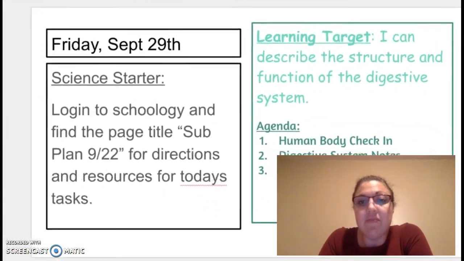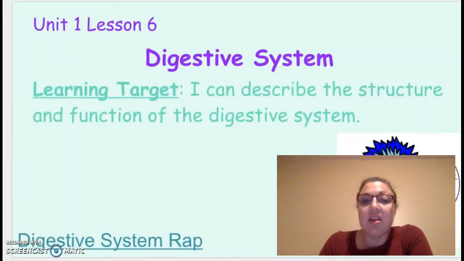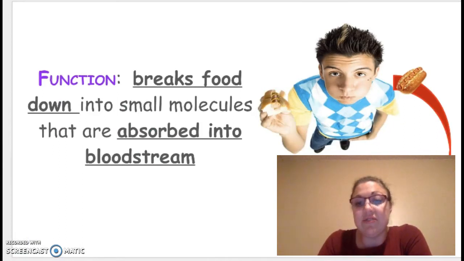Just change the screen again. So today our goal is to be able to describe the structure and function of the digestive system. The function of the digestive system is to break down food into small molecules that are absorbed into your bloodstream. So it's going to go from fitting inside your mouth to fitting inside one of your body cells. So your body has a lot of work to do to get it from that piece of pizza into something your cells can use to help your heart beat, help your lungs breathe, help your neurons fire.